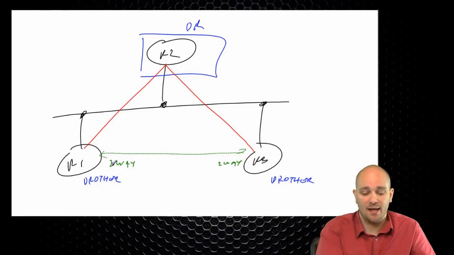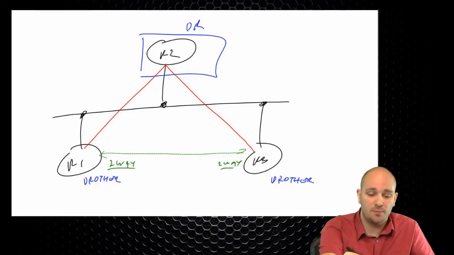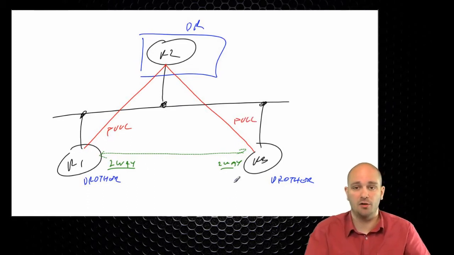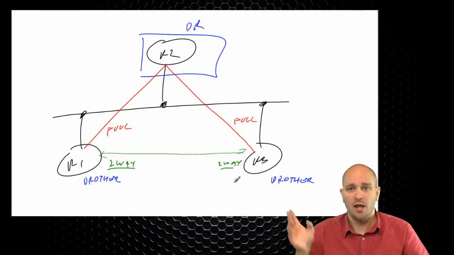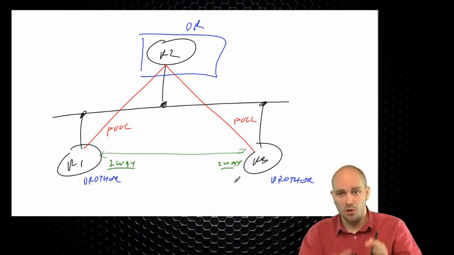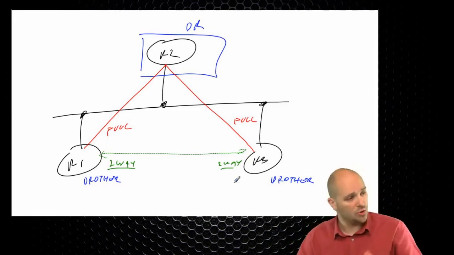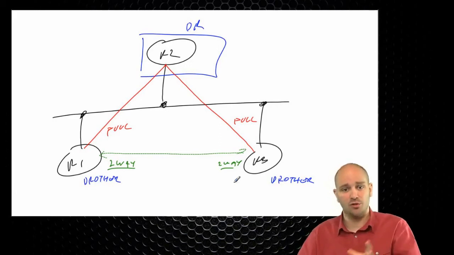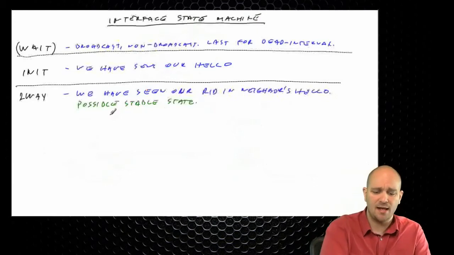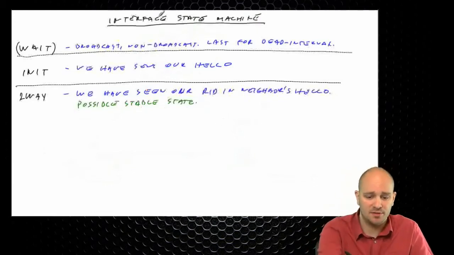This is why I say that this is okay. The relationship here will be fully loaded if everything is okay, but the relationship between R1 and R3 will be, okay, we know about each other, but that's about it. Nothing more. We have not moved on beyond this stage because we are not actually forming an adjacency. We just know that we exist, that we are on the same segment. So this is why I say here in this line that this is a possible stable state. You could have a two-way relationship between two neighbors and everything is okay in your network.